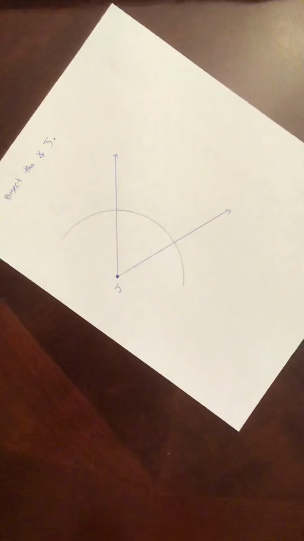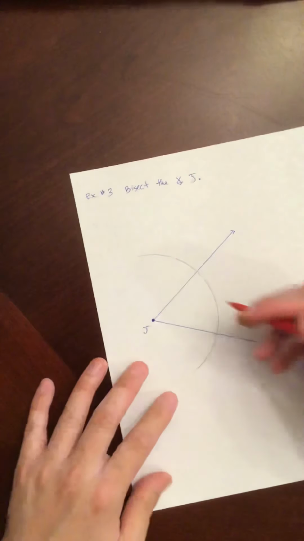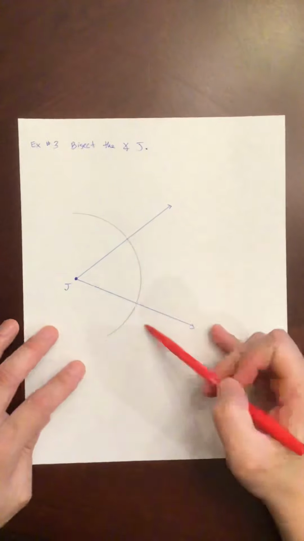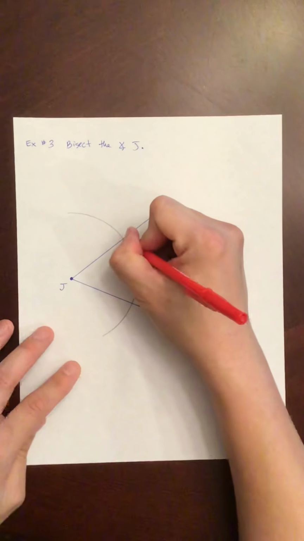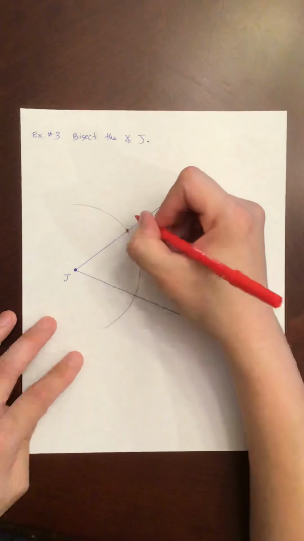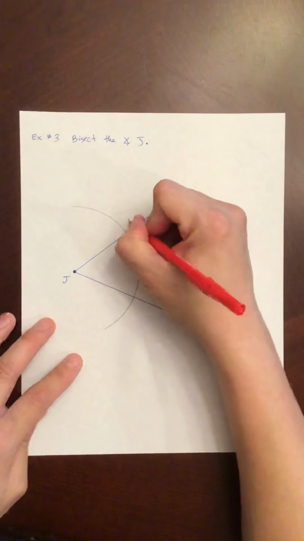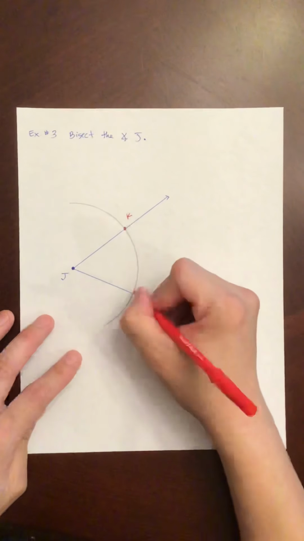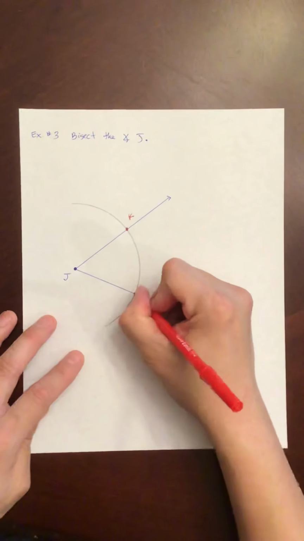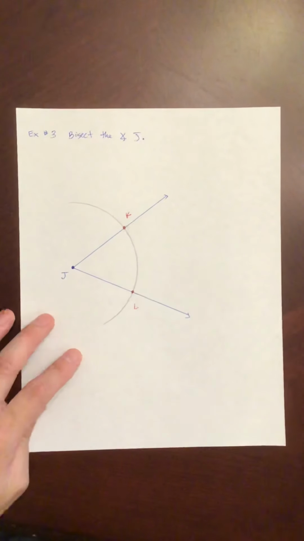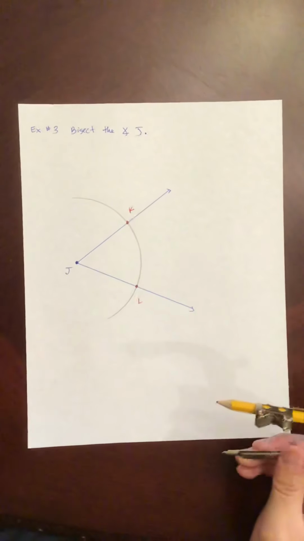There's no particular distance. Once you create the arc, make sure it crosses both of the sides of your angle. Here, my arc crosses my left side of my angle. I'm going to call that K. And I'm going to call this one L, because it crosses your other side of your angle. Now this is the last step, which is the critical step.